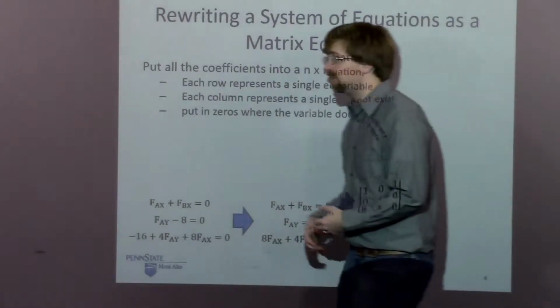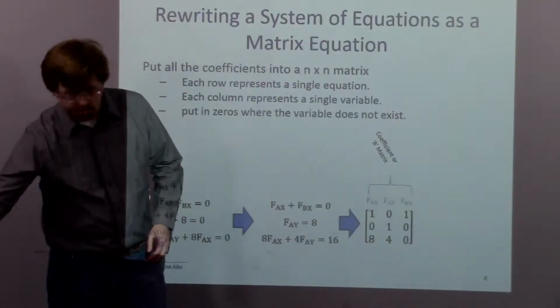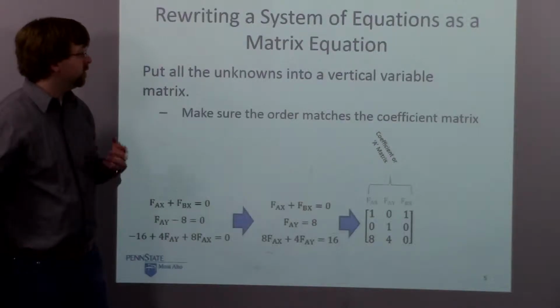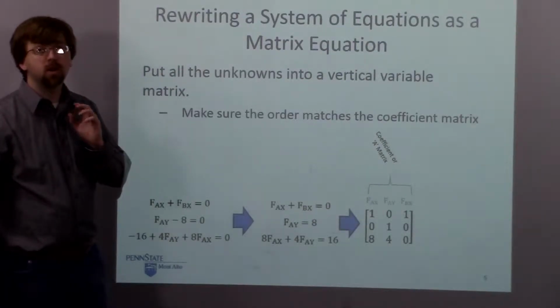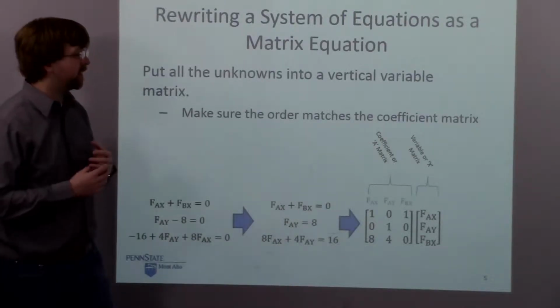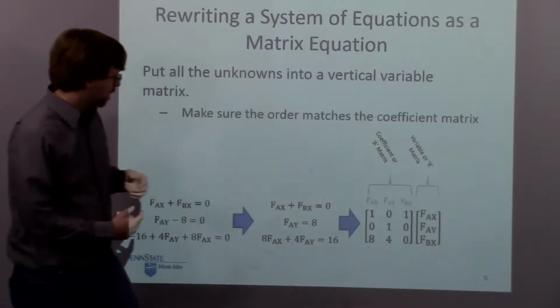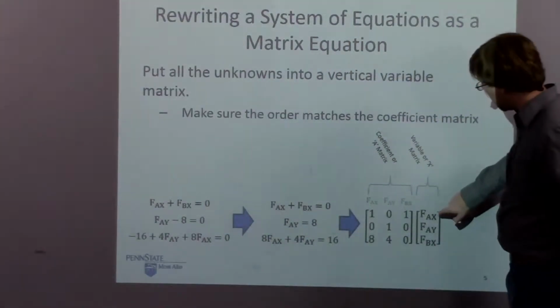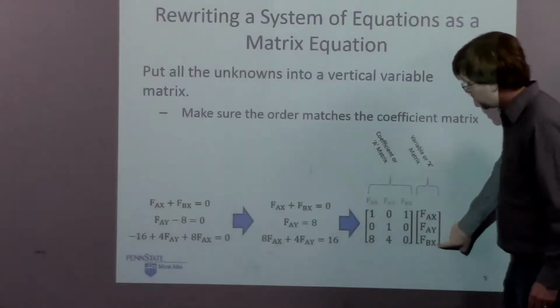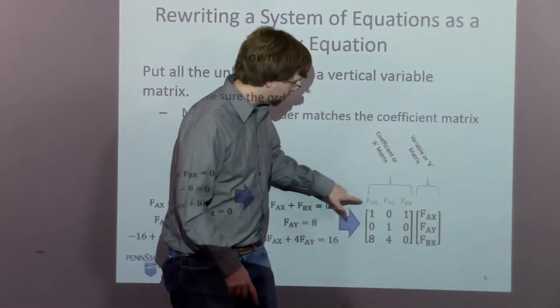All right, so I've got my coefficient, or my A matrix, set up in this fashion. Next, I'm going to put all of the unknowns into a vertical matrix, which I'm going to call the variable matrix. This is going to be the same order that I used in my columns. So this is what I'm solving for. I'm solving for Fax, Fay, and Fbx, so I just list those in the same order that I had them up here.